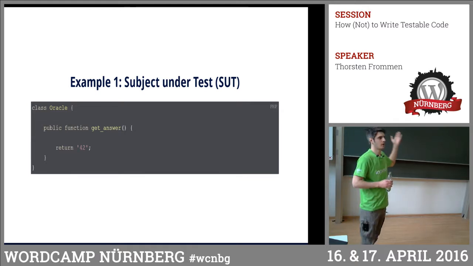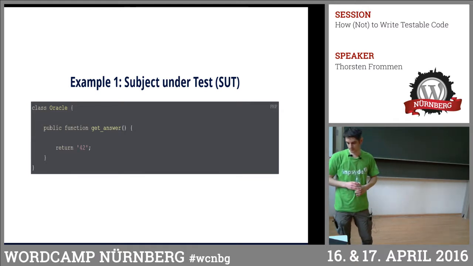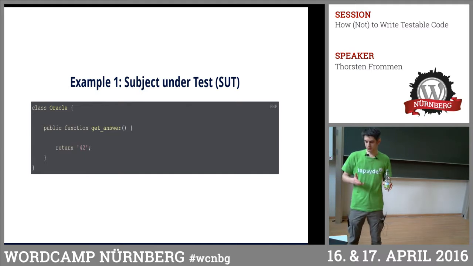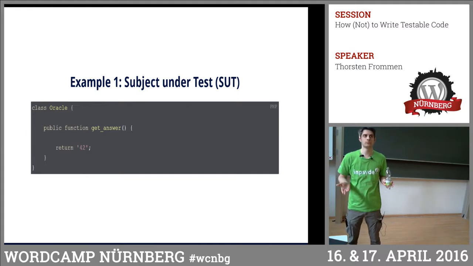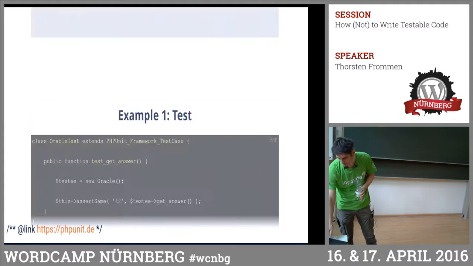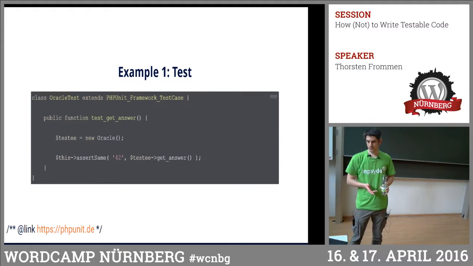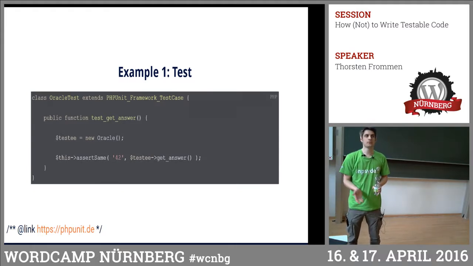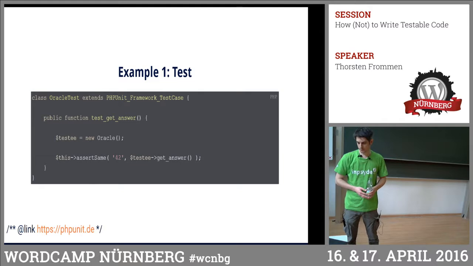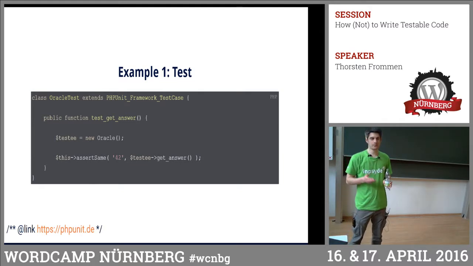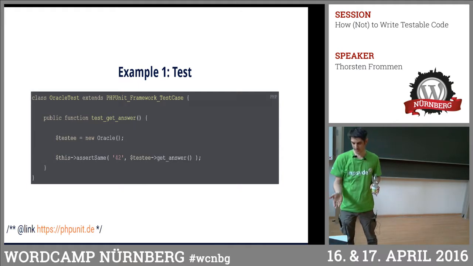So we have a class and we have one method and we want to test that method. Calling that method returns the string 42. I do have knowledge of that code, so I can read that code, and then I can write my test. I'm using PHPUnit here. This is a PHP example, obviously. And I write one test method for my method that I want to test, which is getAnswer.